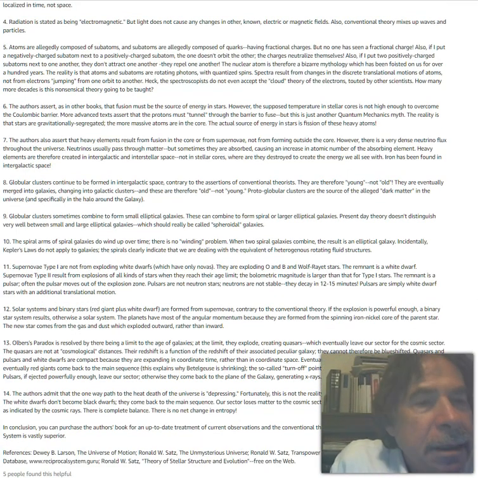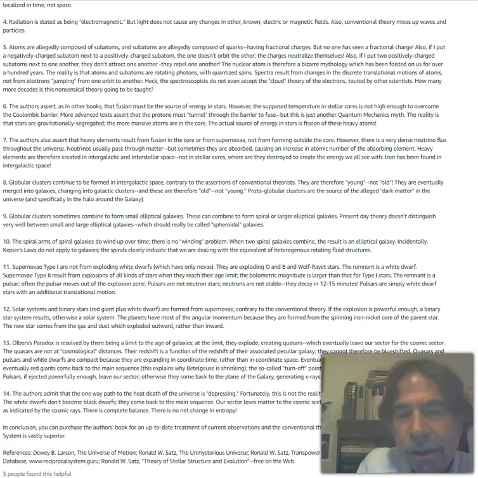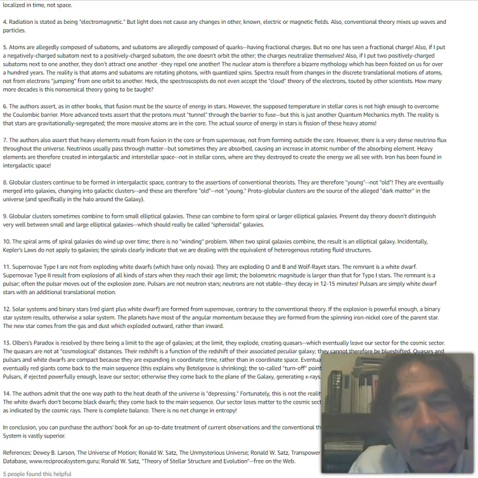Now, number 8. Globular clusters continue to be formed in intergalactic space, contrary to the assertions of conventional theorists. They are therefore young, not old. They are eventually merged into galaxies, changing into galactic clusters, and these are therefore old, not young. Protoglobular clusters are the sources of the alleged dark matter in the universe, and specifically in the halo around the galaxy. And in the star-forming regions, it's really basically just immature globular clusters being captured by the galaxy.